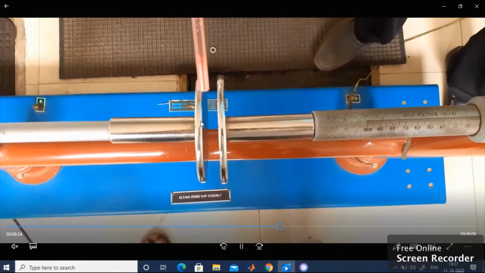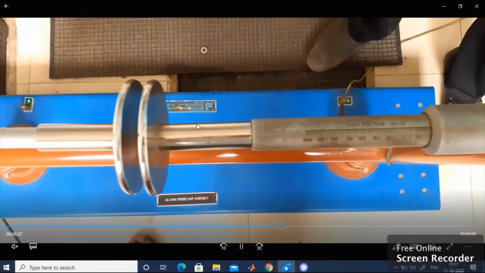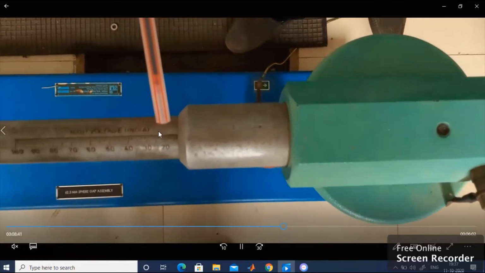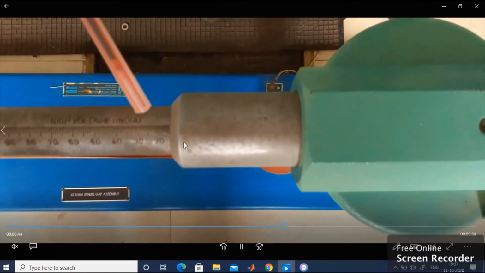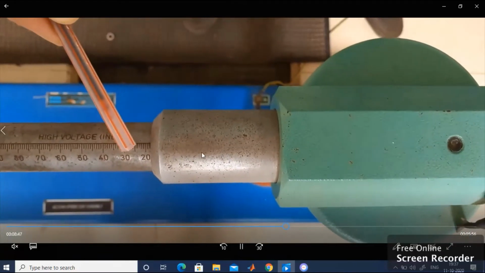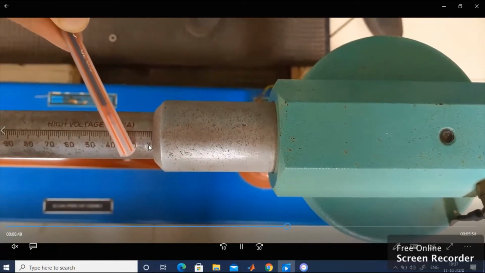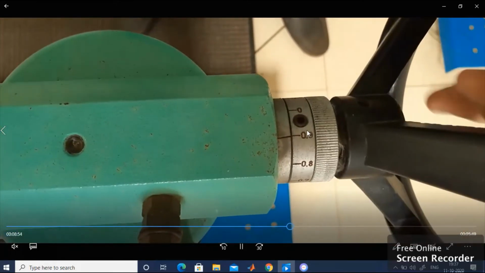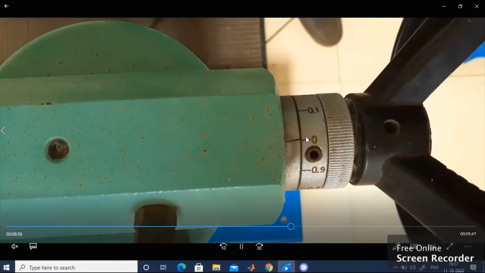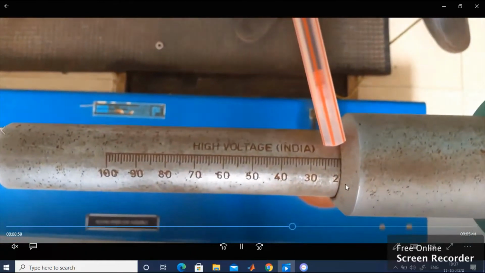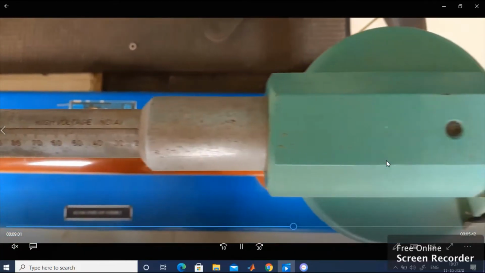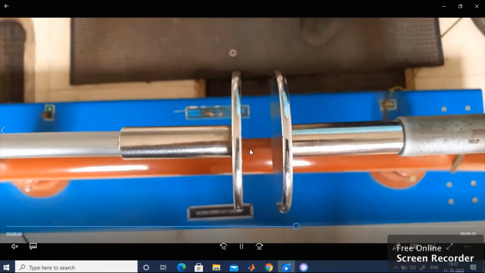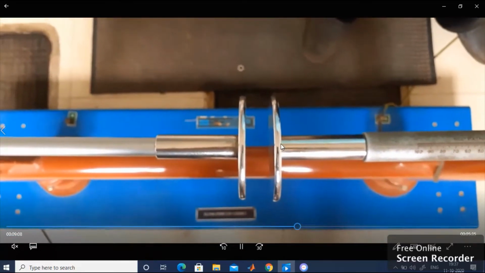We have maintained 10 mm first. Thereafter you can go for 20 mm. I'll be changing to 20 mm. Clearly you can observe, slowly the movable section has to be moved to 20 mm. This is our main scale reading, where the supplementary scale should be 0. So I made it 20.0, and 20.0 mm is nothing but 20 mm. So now the gap distance is equal to 20 millimeter.